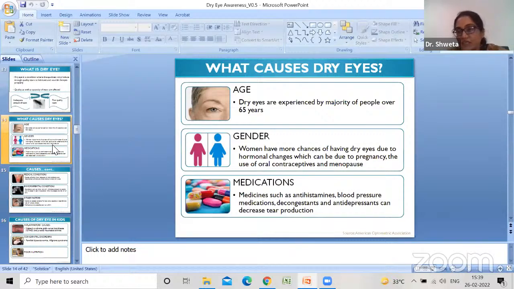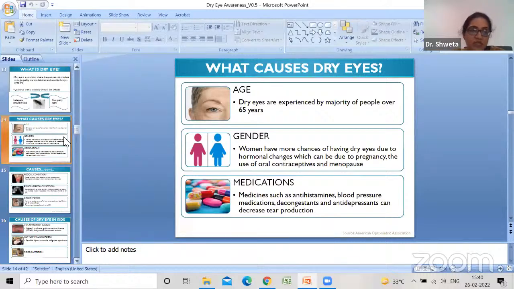So what are the various conditions which can cause dry eye? Normally, elderly people above the age of 60 will have dry eye because their tear production gets decreased because of age. Women have a more chance of developing dry eyes because of hormonal changes, especially during pregnancy or use of oral contraceptives or during the menopausal period.